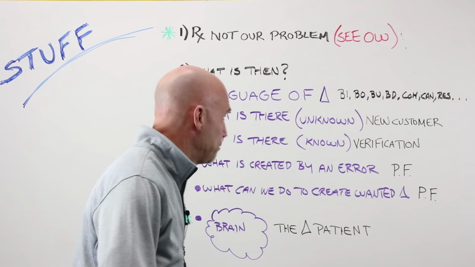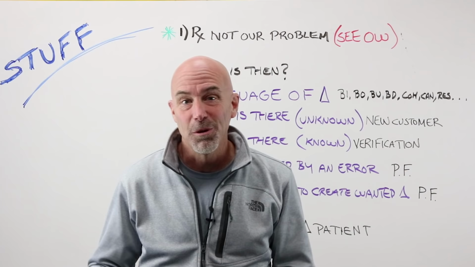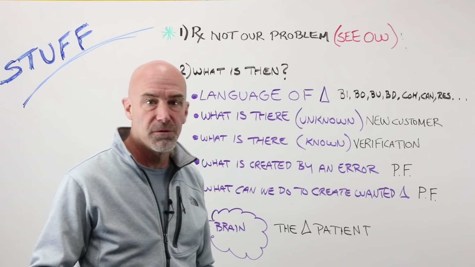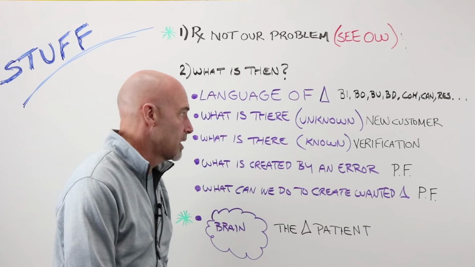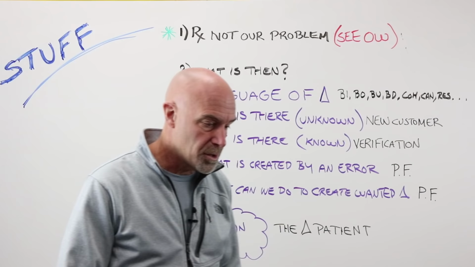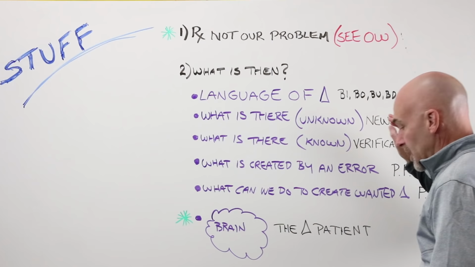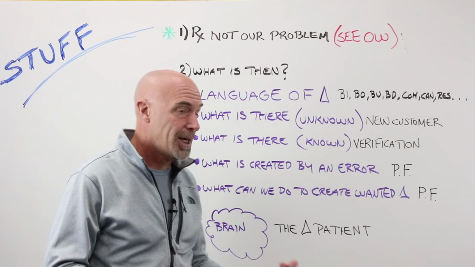Number two, then, is what is then our problem? Some things that we're going to cover in the next couple of video segments. Again, believe it or not, tiny little baby steps before we go jumping into Prentice's formula and solving the math and all that good stuff. We're going to talk a little bit about the language of Prism. What does that stuff that's written on the prescription mean? Things like base in, base out, base up, base down, compounding, canceling, resultant, all that terminology that goes with it. We're going to talk about that.